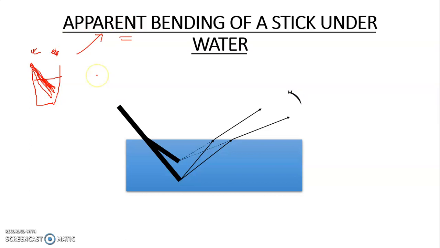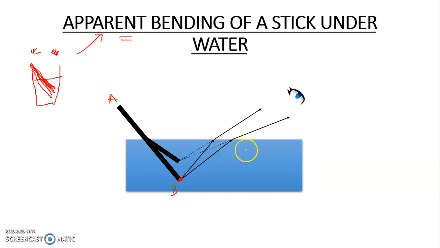Now I'll explain this apparent bending to you with the help of a ray diagram. Here you can see I've taken a stick. Let's give it a name, AB. Okay, so this is a stick, the AB stick. Now we are taking two rays from the end B. Always remember, if you want to make an image, you need to take a minimum of 2 rays. So I have taken here 2 rays. So this is one ray.